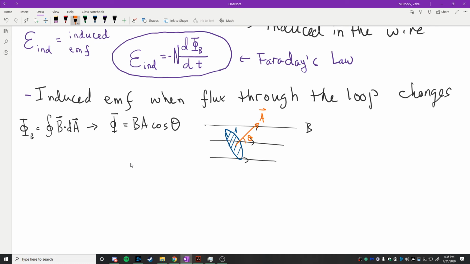So the induced EMF happens when the flux through the loop changes. Can you guys tell me, what are the 3 ways that the flux through the loop can change? There's 3 ways. Okay? We take a piece of wire, we put it in a magnetic field. How can I change the flux? What are the 3 ways that I can change the flux?